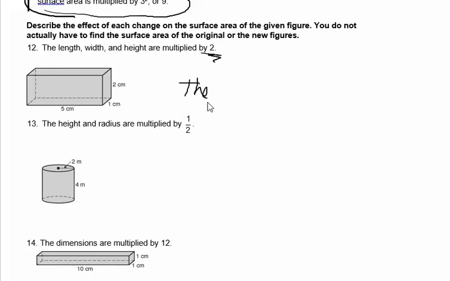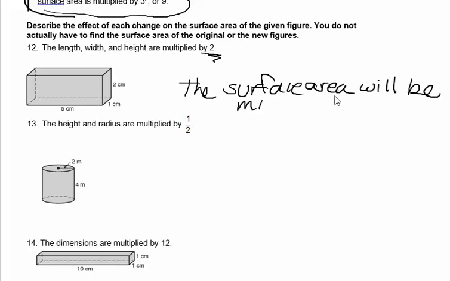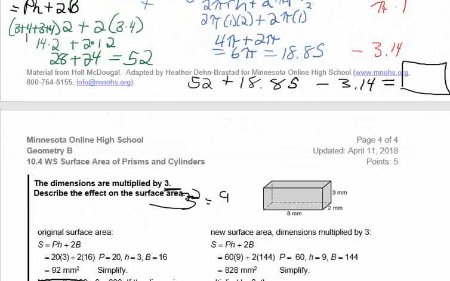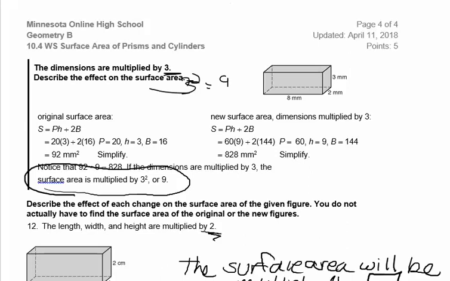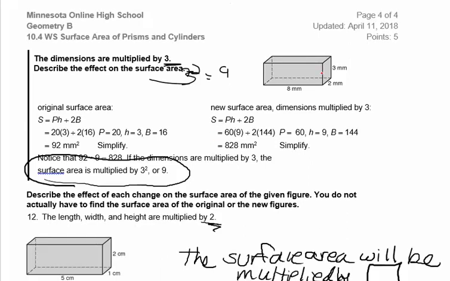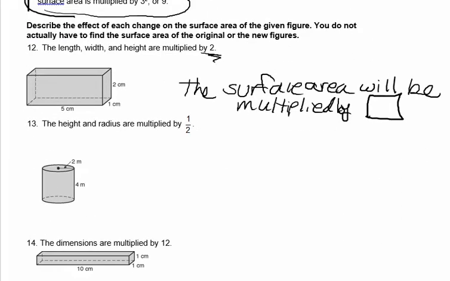So every one of your answers should start out with "the surface area will be multiplied by," and then you write your answer. It's not 2. If you say the surface area will be multiplied by 2 because the length, width, and height are multiplied by 2, then that will be wrong. It will be 2 squared because the surface area is the same as area, and area is multiplied by that factor squared, not equal to that factor.